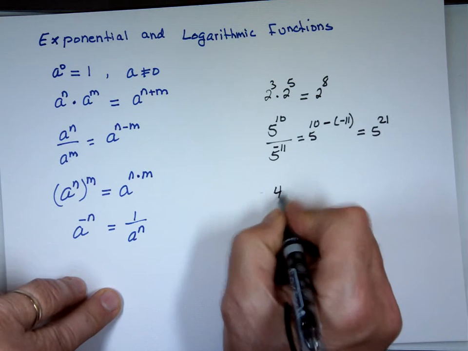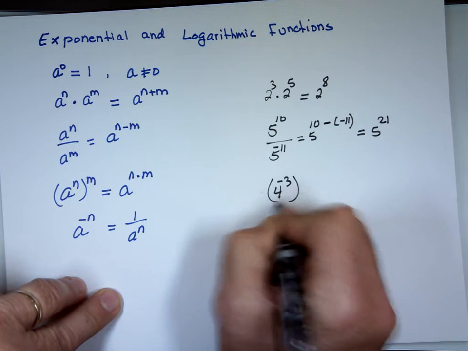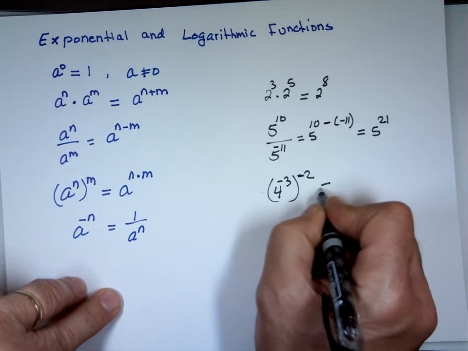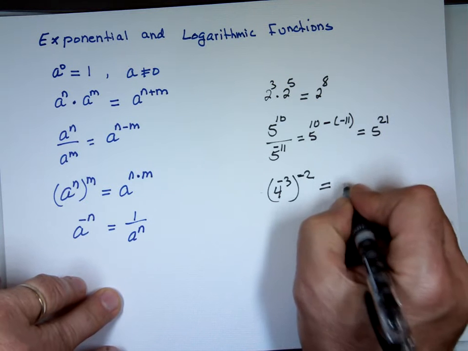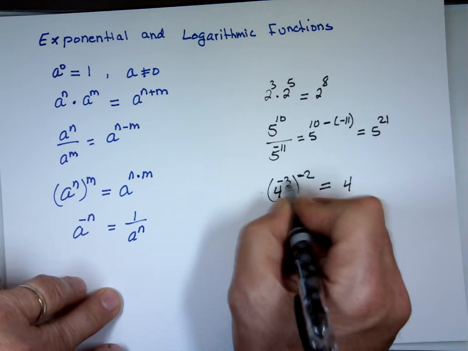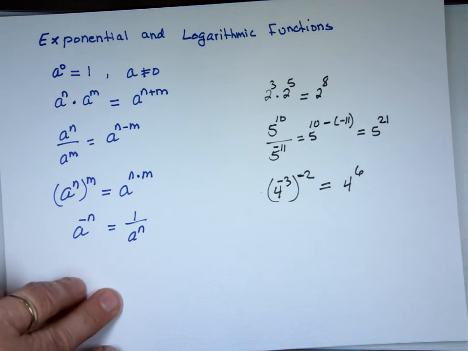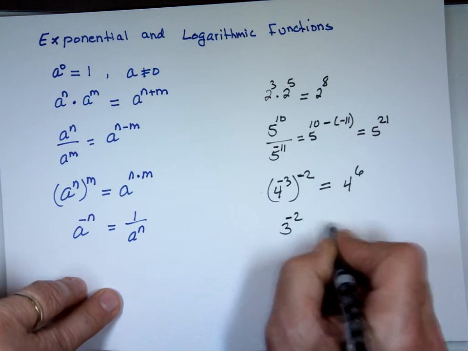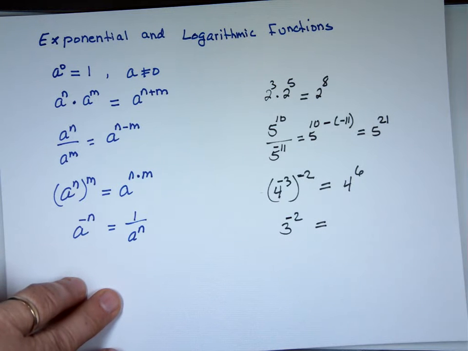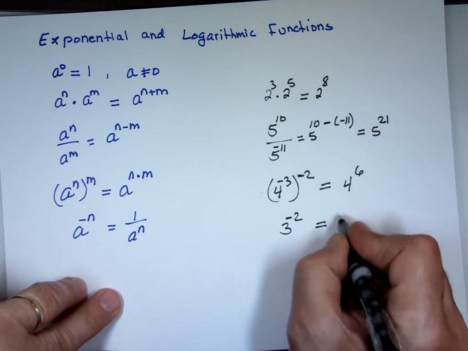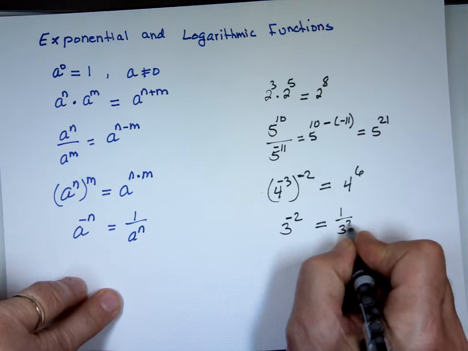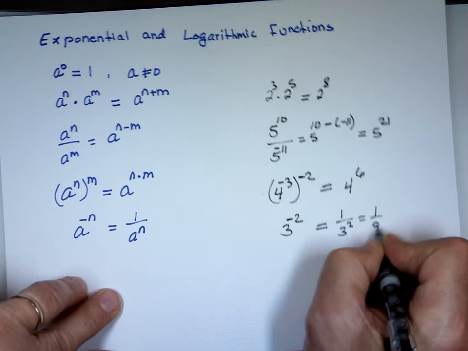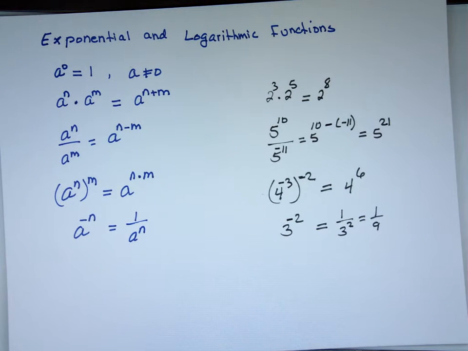What is 4 to the negative 3 to the negative 2? 4 to the power, you multiply the exponent, that's plus 6. What is 3 to the negative 2? 1 over 3 squared, and 3 squared is what, 9? 1 over 9. These are the properties of exponents.